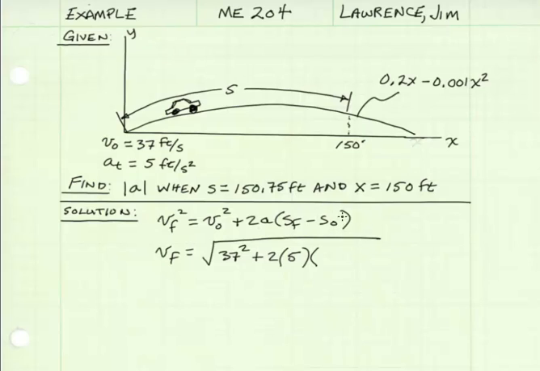position. Our initial position is 0, and our final position is 150.75. So that difference is 150.75. Solving that, we get that our final velocity is 47.29 feet per second at the position of x equals 150 feet, or a distance along the curve of 150.75 feet. Next, we'll need to find our radius of curvature.